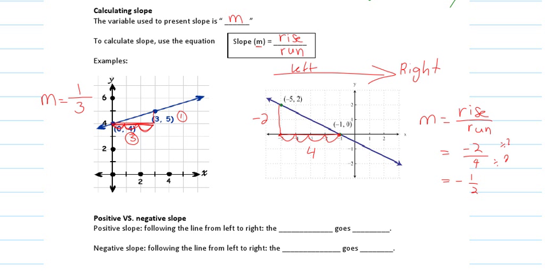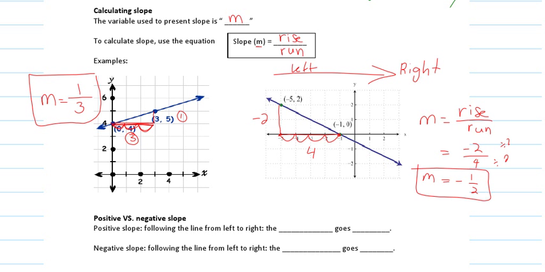Now, question. The slope for the first one was 1/3. The slope for the second one is negative 1/2. Why is one of them positive while the other one is negative? What's the difference between your lines? One is going up and one is going down. So which one is going up? The one that has positive slope or negative slope? The one that's going up is the one that has a positive slope, right? And the one that's going down has a negative slope.